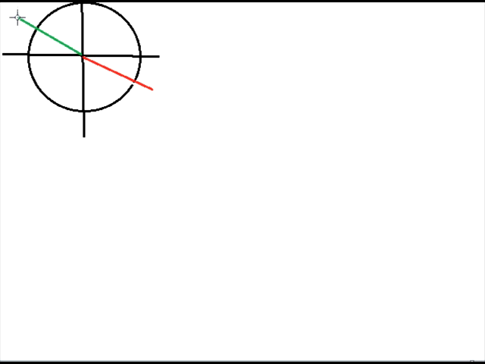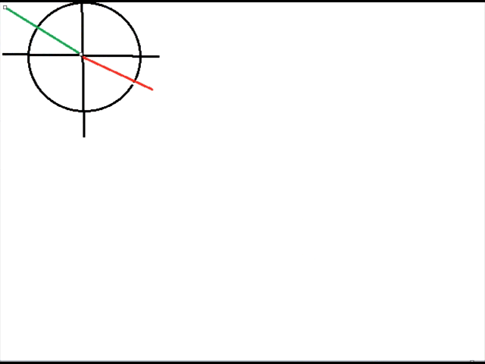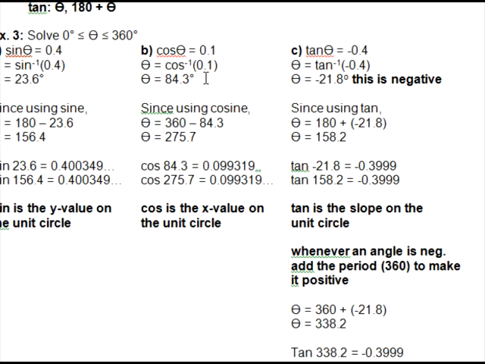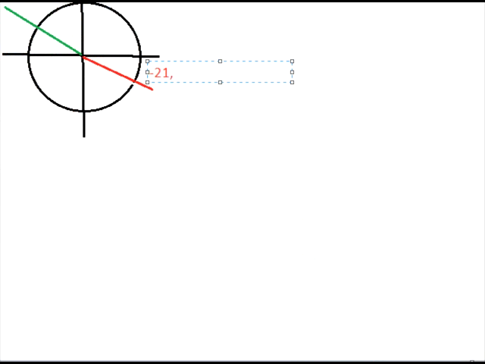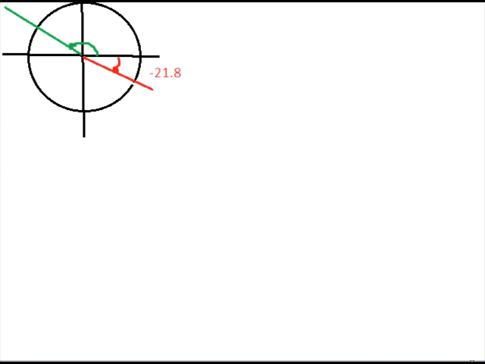Green will be my second angle, I forget what it was. This is 158.2, I should probably write it in here. So in red, this is going to be negative 21.8, and that's going to be going like this. In green, the next angle is going to be sort of like this, and that's going to be, what did we say, it was 158.2.